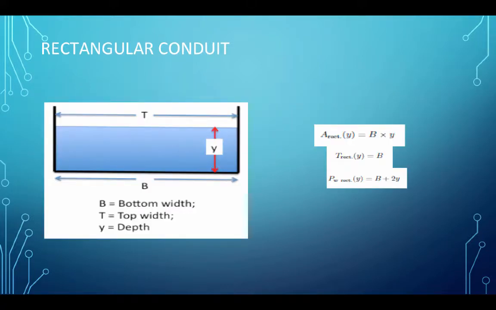So here's our rectangular conduit. The bottom width is b, the top width is T, and y is the depth. Now, because it's rectangular, the top width and the bottom width, if there's water in it, are going to be the same numerical value. So the top width as a function of y is equal to the constant b. The area as a function of y is equal to the constant b multiplied by the flow depth y. And the wetted perimeter is equal to the length along the left, which is y units long, plus b units long, plus y units long. So b plus 2y.